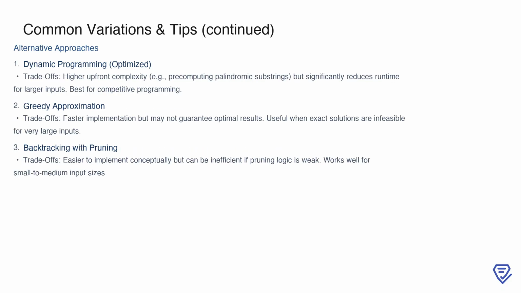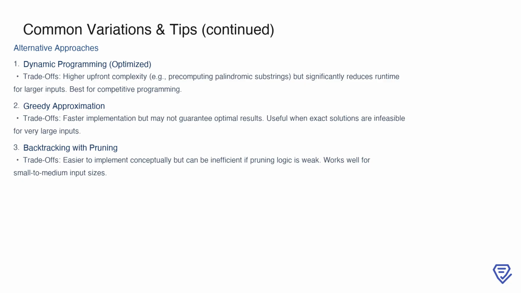Lastly, let's consider some alternative approaches to solving this problem. Dynamic programming, when optimized, can be incredibly powerful. While it requires a higher upfront complexity, such as pre-computing palindromic substrings, the payoff is significant for larger inputs. It's the go-to approach for competitive programming scenarios. Another option is greedy approximation. While faster to implement, it doesn't always guarantee optimal results, so it's better suited for situations where exact solutions are infeasible, such as extremely large inputs.